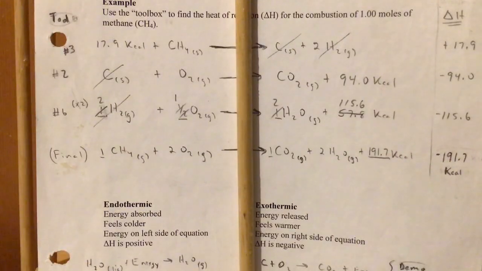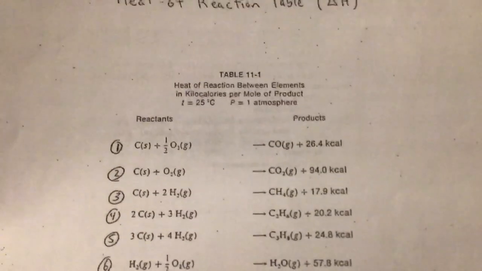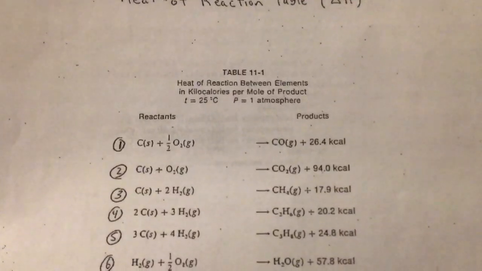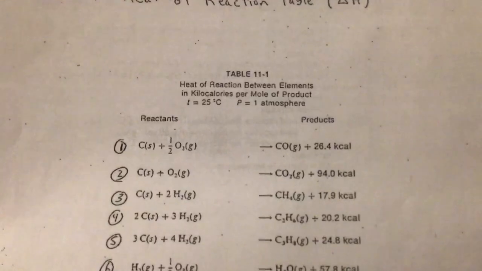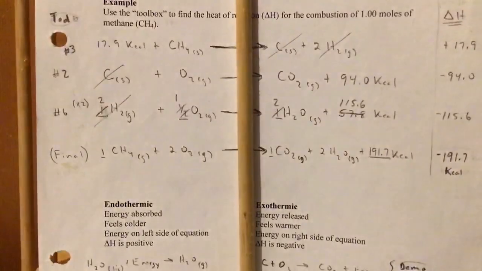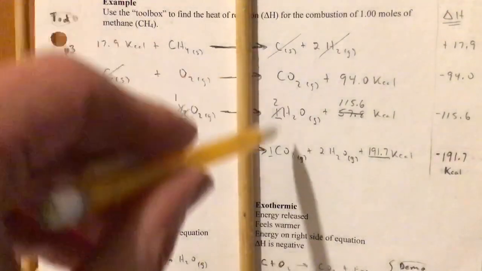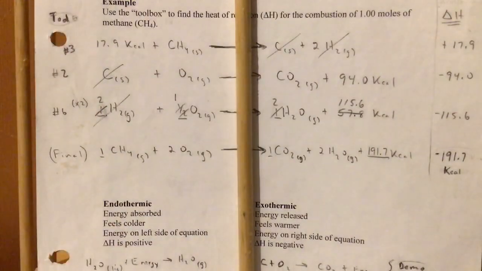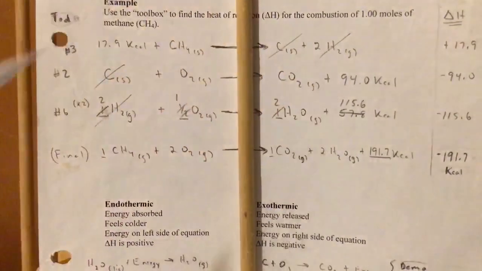Okay, the next thing is I'm going to look for CO2. Where is CO2? It looks like it's tool number 2. It's the only one with CO2 in it. C plus O2 forms CO2 plus 94 kcals. That exactly matches up to this CO2 right here. It's on the same side. So I'm just going to write it down just as I see it. C plus O2 forms CO2 plus 94.